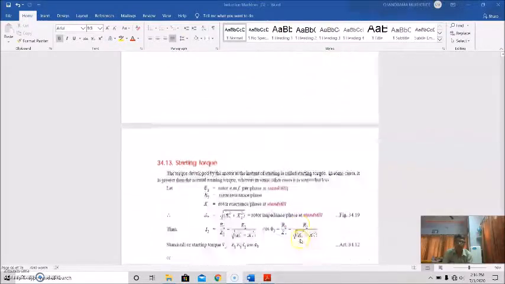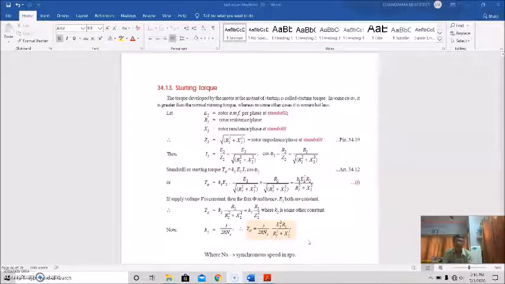Now if we take the condition of the starting torque, the starting torque is the torque developed by the motor at the instant of starting. This torque is called starting torque, and in some cases it is greater than the normal running torque, whereas in some other cases it is somewhat less.